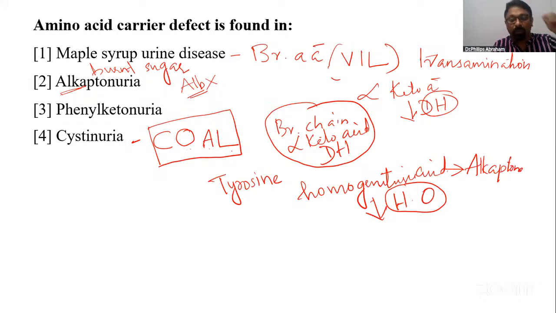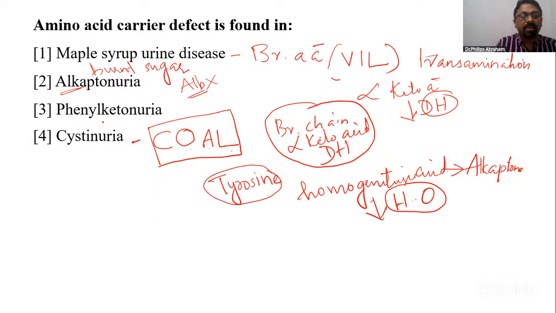So when we void urine, it contains homogentisic acid, which is not colored. But on keeping, it gets oxidized to form alkapton bodies and the urine becomes black in color. So black colored bodies in urine give the word alkaptonuria, because of the enzyme deficiency, homogentisic acid oxidase, in tyrosine metabolism.